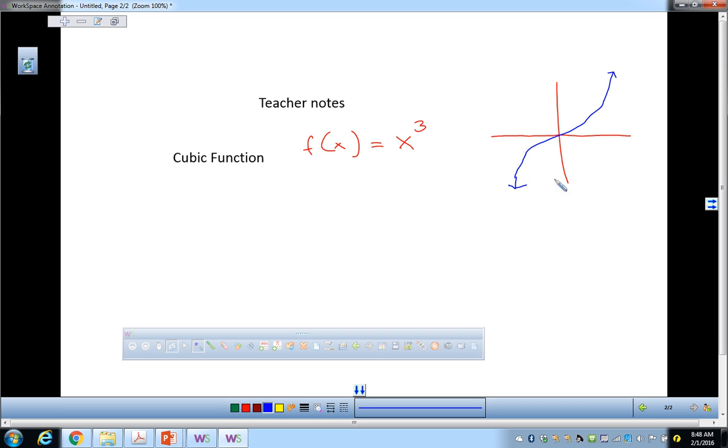And if you don't remember, plug in some points, right? Negative 1 cubed is negative 1, positive 2 cubed is 8, and so on and so forth. So it's negative, positive. We talk about the domain. This is kind of an interesting one.